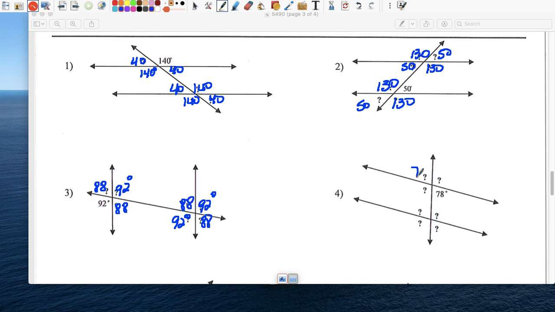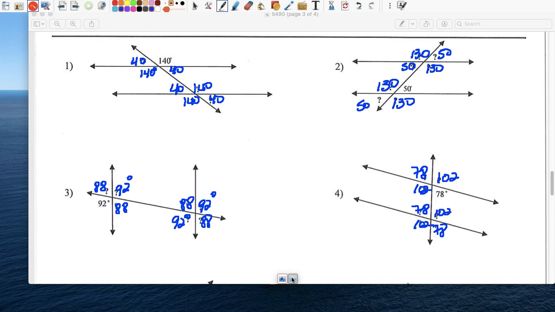That's 78, which makes this guy 78. Let's find their corresponding. So this guy's 78 and this guy's 78. The missing angles are going to be the supplement, so 180 minus 78 gives us 102. So this is 102, 102, 102, 102.